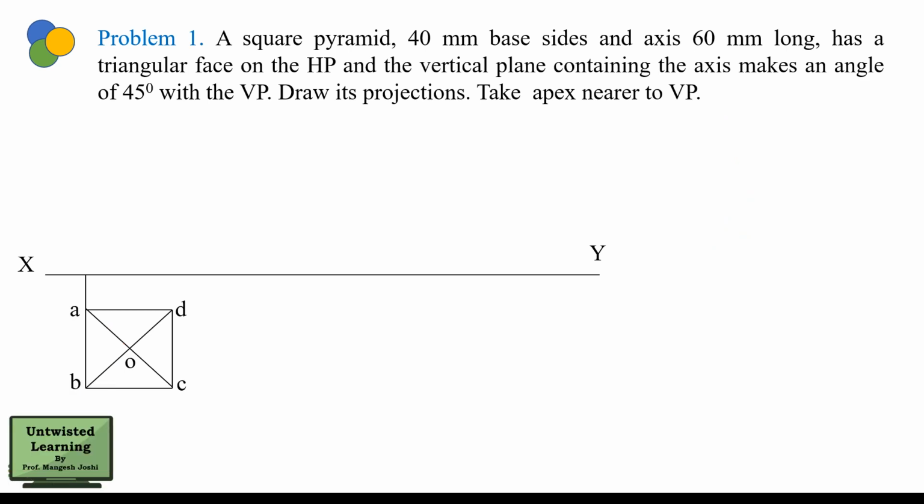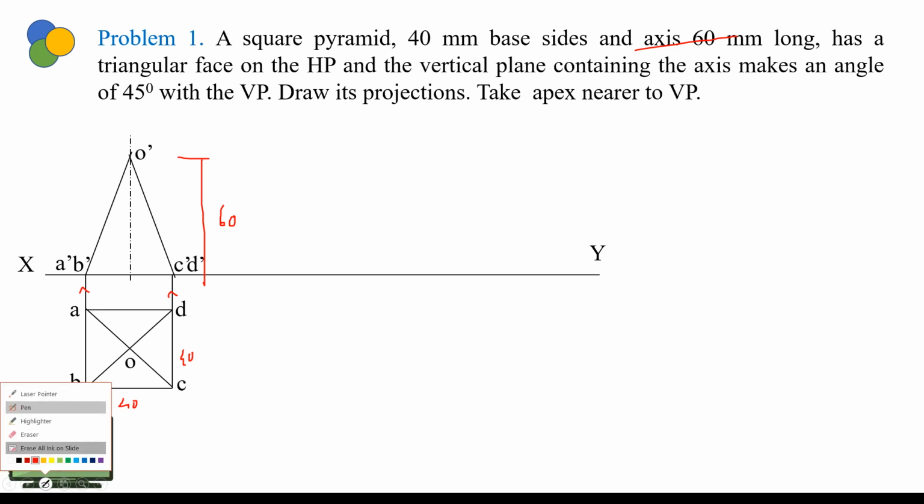So I will now project it. This is the first diagram which you have completed. To obtain the second diagram, you have to project it. So you are given the axis is 60 mm long, and a square pyramid of base sides 40-40. So this is 40-40 and the axis is 60 mm long. So you have now drawn the front view and top view of a square pyramid.